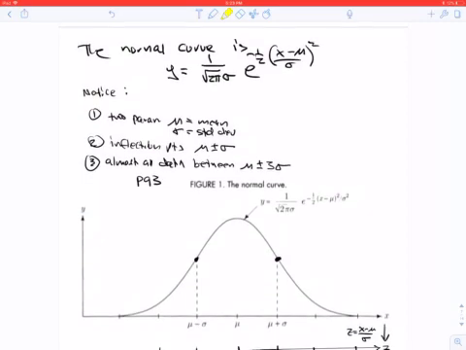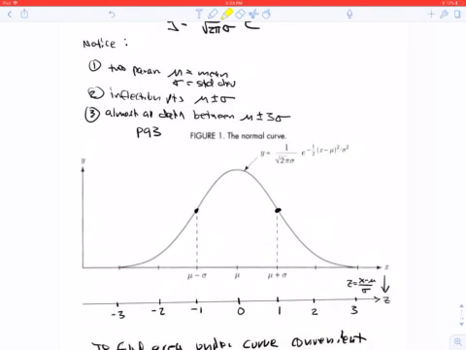But let's first talk about the normal curve. The normal curve is given by this exponential equation here. It has some properties. It has two parameters, the mean and the standard deviation. It has inflection points at mu plus or minus sigma, and almost all the data is within 3 SDs of the mean.